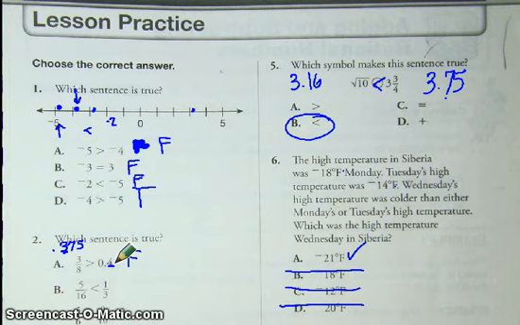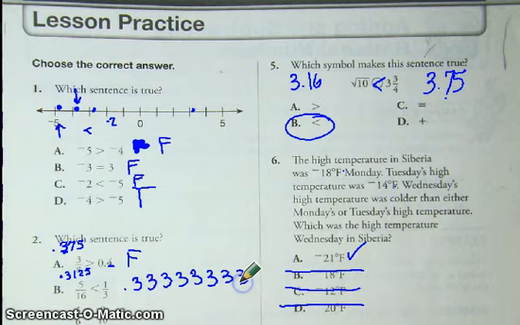B: 5/16 is 0.3125. We're comparing it to 1/3. This is 3 repeating, and that goes on and on and on. Now the first number, 3 and 3, is the same, but look at the next one. 1 is smaller than this 3, so look, this is true. It's saying that this is less than 1/3. This is true.